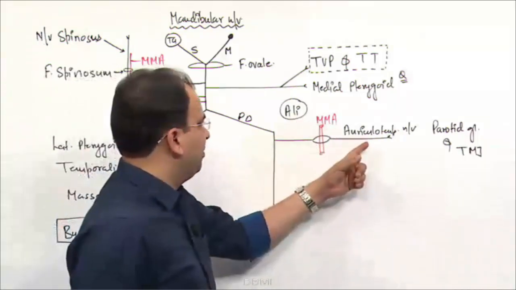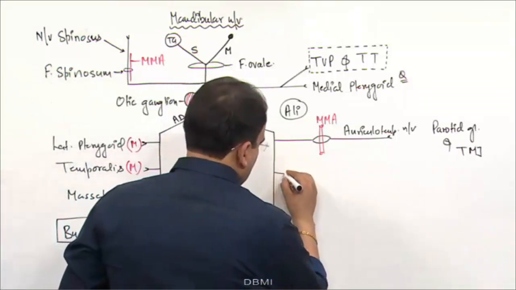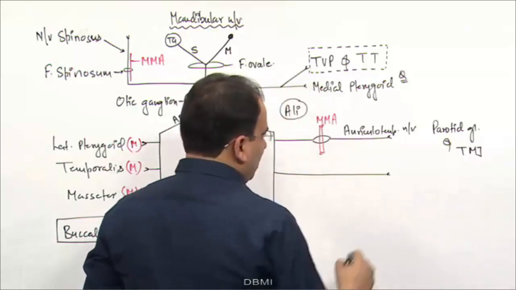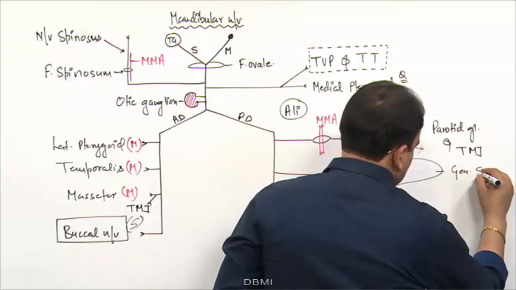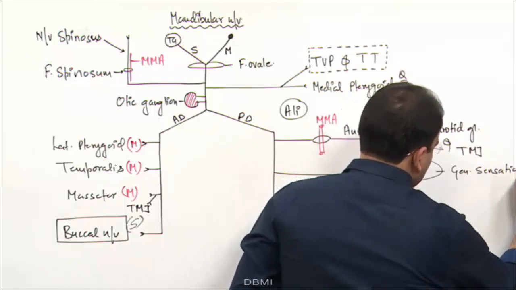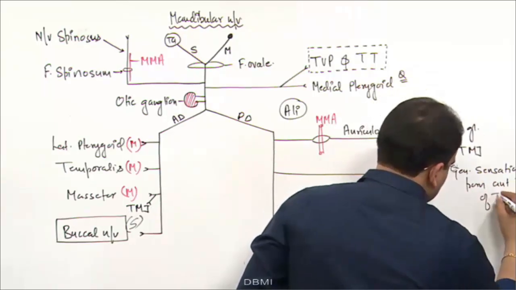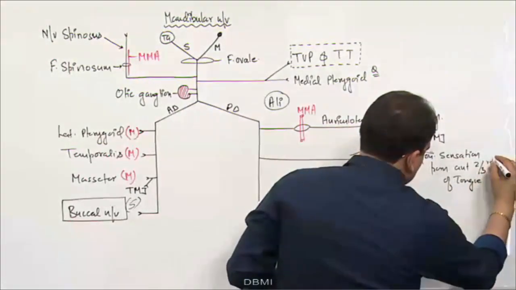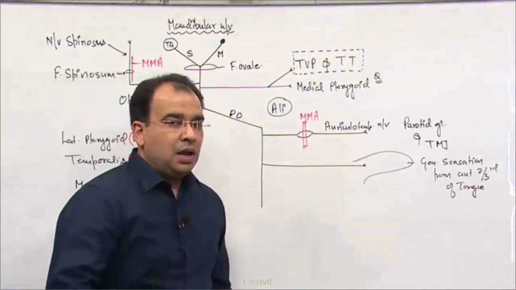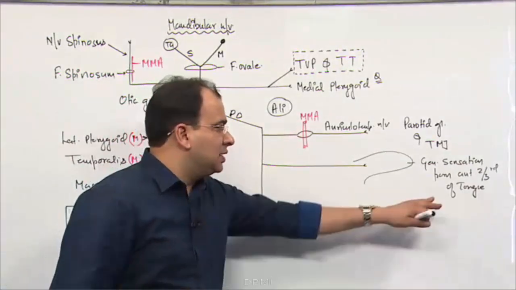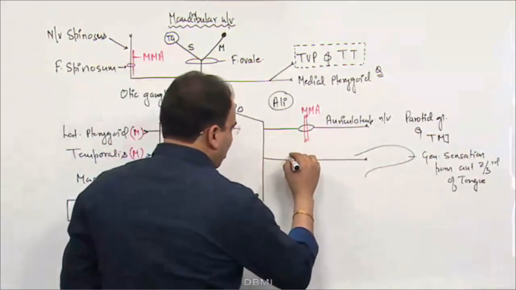So A for auriculotemporal nerve. L, lingual nerve. The lingual nerve is for the general sensation from the anterior 2/3 of the tongue. Anterior 2/3 of tongue, general sensation is by the lingual nerve, and taste sensation is by the chorda tympani. So guys, this is the lingual nerve we are talking about.